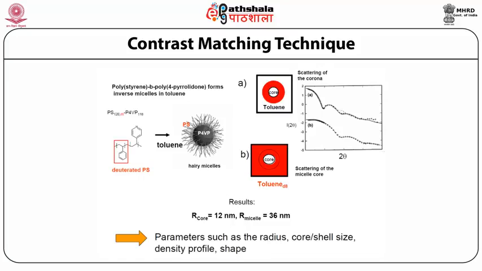But when you do the SANS in deuteriated toluene, then the only difference between the solvent and the periphery is the core, which is non-deuteriated. So you get scattering due to the core, and from there you can actually find out the radius of the core and radius of the corona and also the entire micelles. So this is a very important and interesting technique.